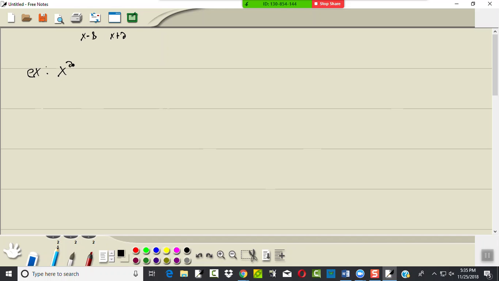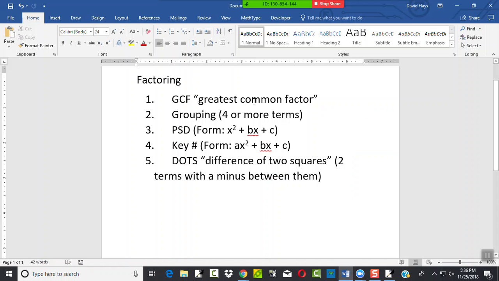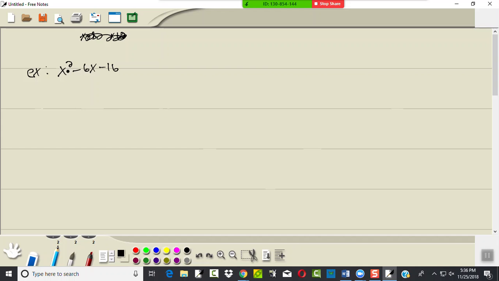Okay, so we're going to have x squared minus 6x minus 16. There is no GCF. Grouping is 4 or more terms. Now I said the PSD is a form of x squared plus bx plus c. I didn't really mention what b and c were, but basically you have x squared, x, no x, and there's no number in front of your x squared. That's what tells us the PSD method.